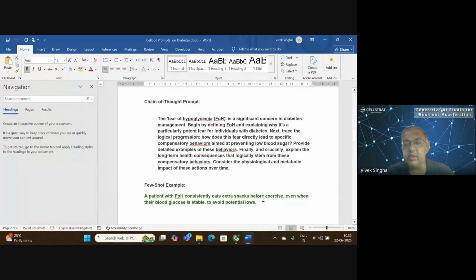Okay, so hypoglycemia does refer to the low blood sugar problem, as I suspected. So this patient with the fear of hypoglycemia condition consistently eats extra snacks before exercise, even when their blood glucose is stable, to avoid potential lows. So the patient has a fear of hypoglycemia. And what is hypoglycemia? An unusual drop in blood sugar count. And they eat extra snacks.